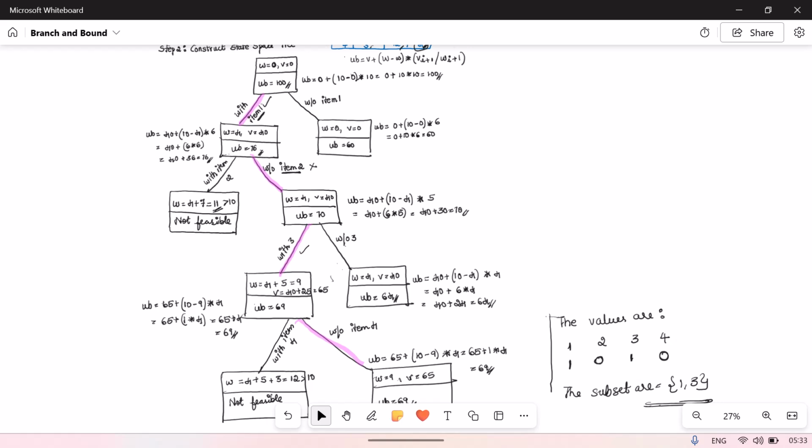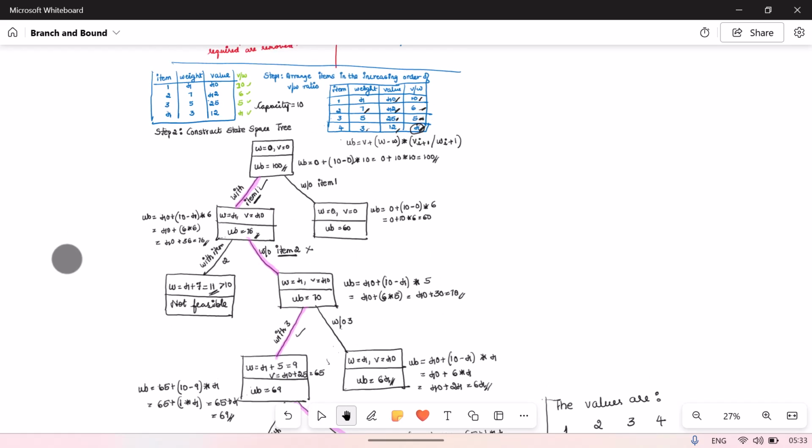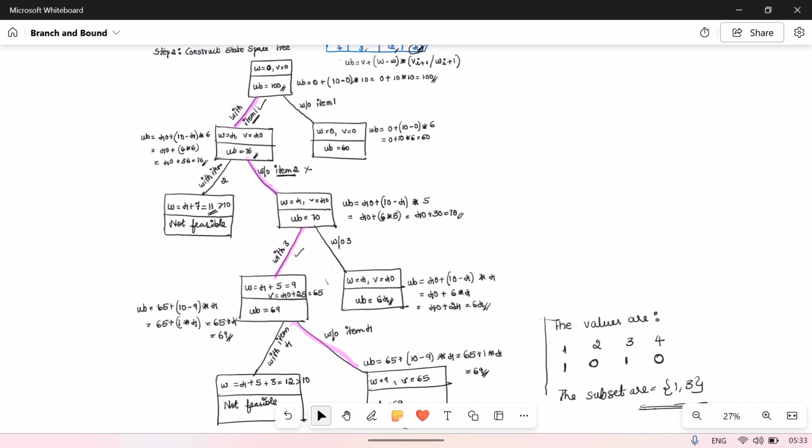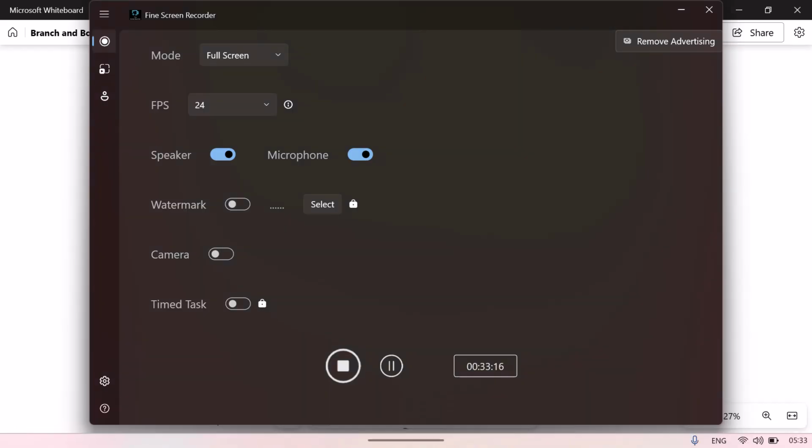I hope you have understood. So you can take a screenshot of this and then you can do the problem and check. So step 1 and step 2. I hope you have understood. Let us look at one more problem.